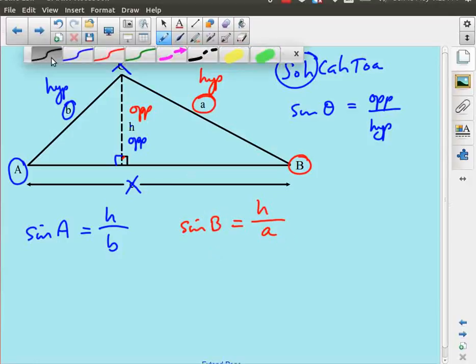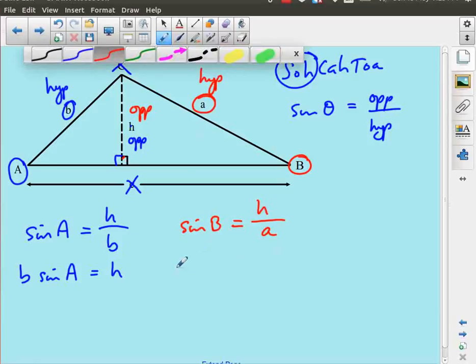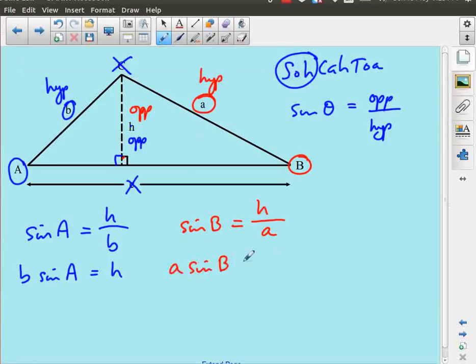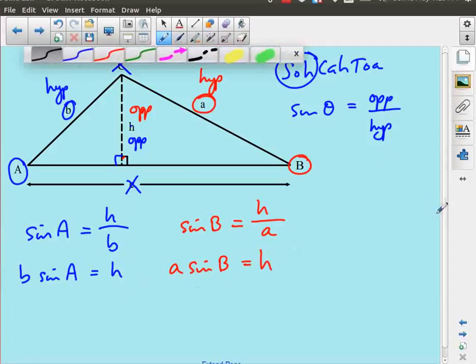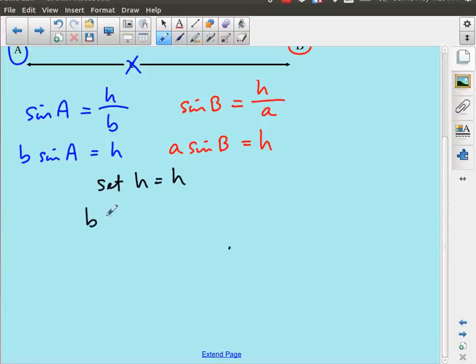But now what I'm going to do is rewrite these. This one, I'm going to cross multiply, or multiply both sides by B. I end up with B sine A is equal to H. And here, I'm going to multiply, and I end up with A sine B is equal to H. And H is equal to H. So now let me bring these together by setting H equal to H. And so we end up with B sine A is equal to A sine B.